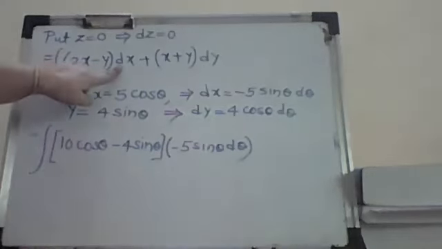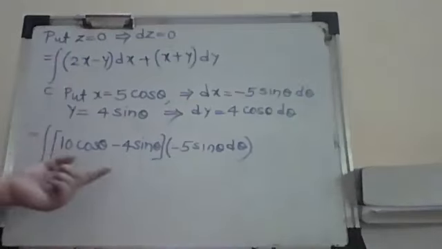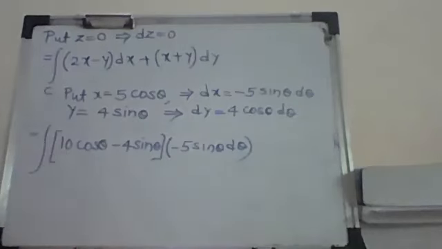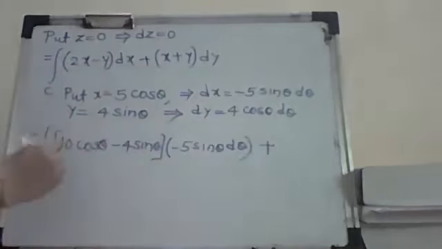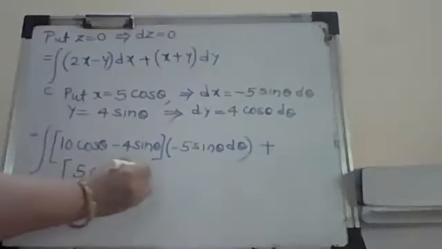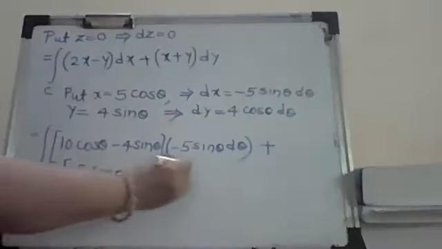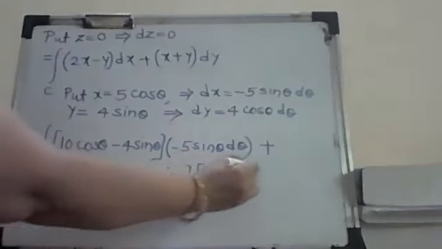Even if you find it quite lengthy or complicated, if you use the correct knowledge of integration of sine and cos by using those reduction formulas, it becomes very easy. So now plus I have the next term, I just write it down again in the square bracket. x is 5 cos theta, y is 4 sin theta, and times dy. dy is 4 cos theta d theta.